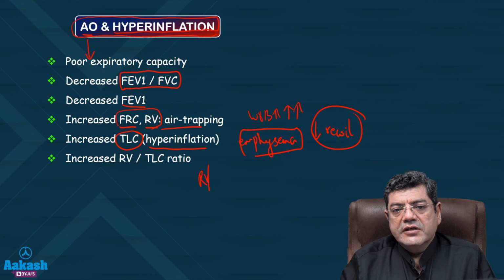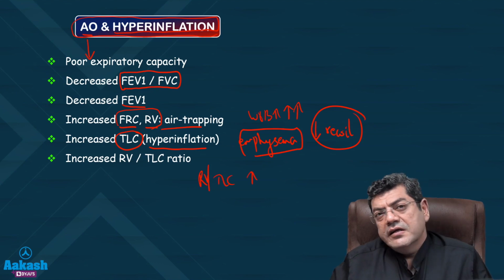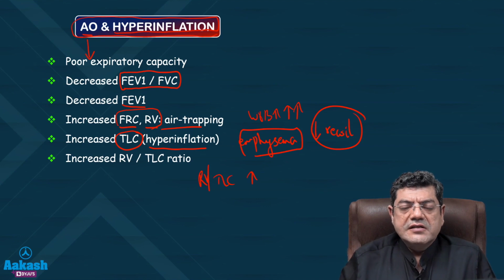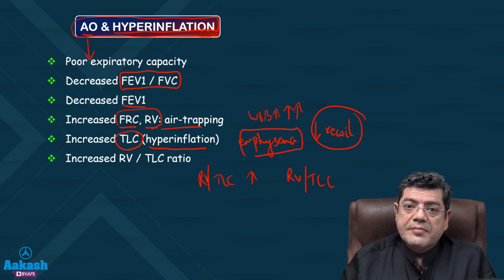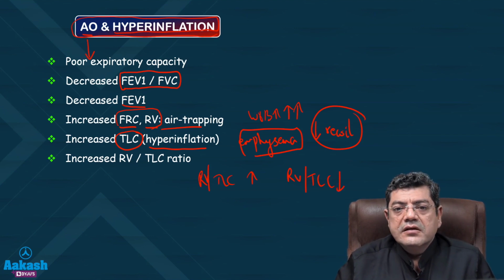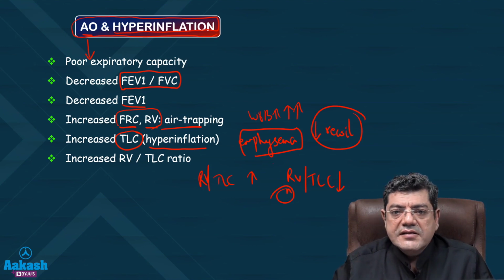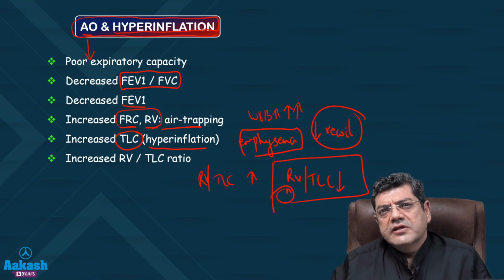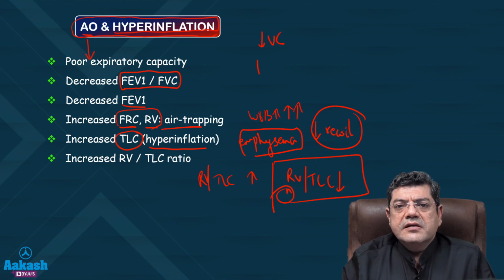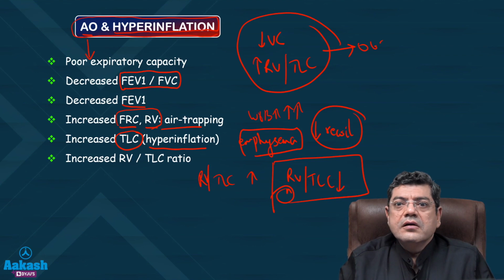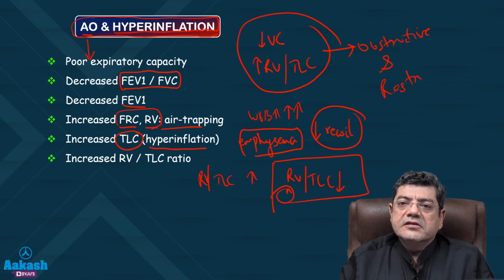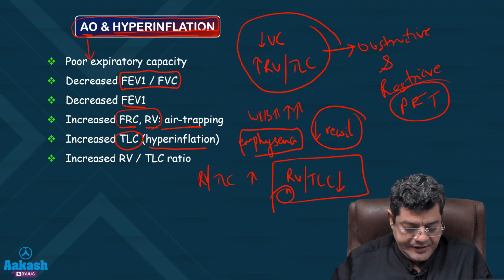The residual volume to TLC ratio will be increased in patients with obstructive airways disease. It's also increased incidentally in patients with restrictive disease. In those patients, what happens is there is a big fall in TLC. The residual volume remains more or less normal, and that's the reason they have an increased residual volume to TLC ratio. So a decrease in vital capacity and an increase in residual volume to TLC ratio. These two findings are common in obstructive and restrictive diseases on the PFT. Right? Alright, let's keep moving.